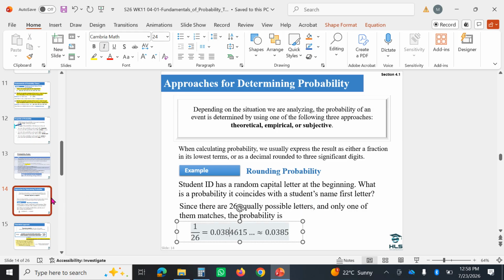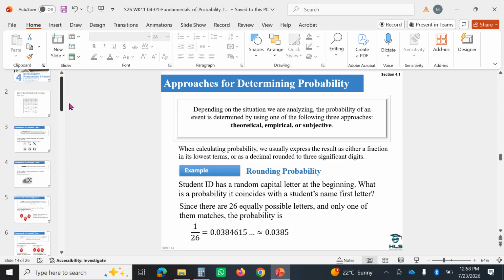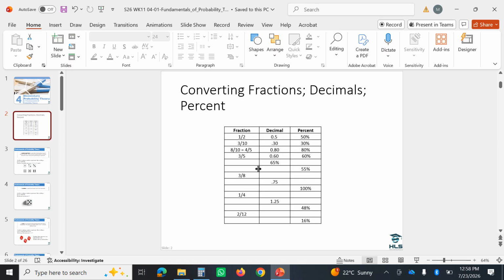Remember that slide, slide 14? We give you the decimal, and you have to know that it's a percentage. 0.3 is 30%. 0.5 is 50%.